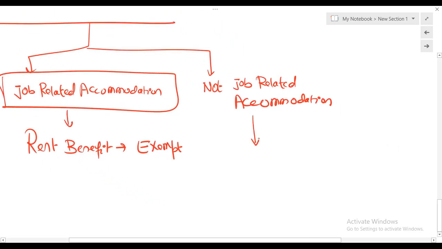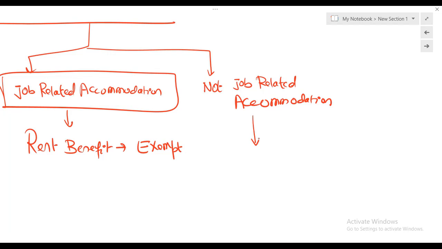Not job related accommodation means the accommodation is given to you because of the employment, but it is not necessary that you have to live in that accommodation in order to perform the job. If you don't want to stay there, it's up to you. You can even stay at your home. It is not necessary that you have to live there to perform the duties and services.